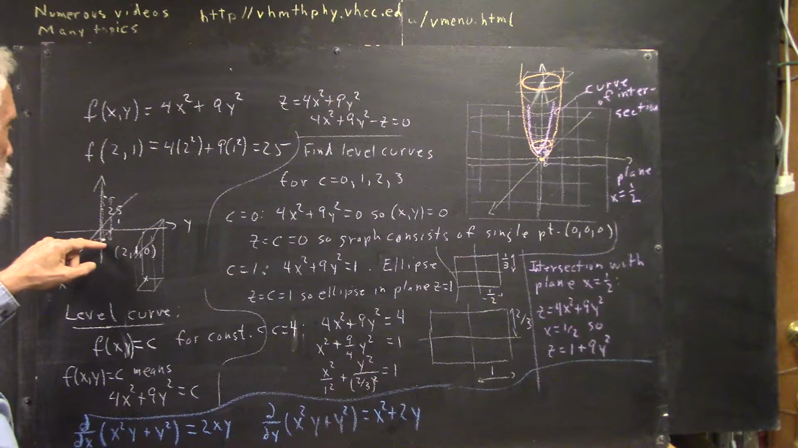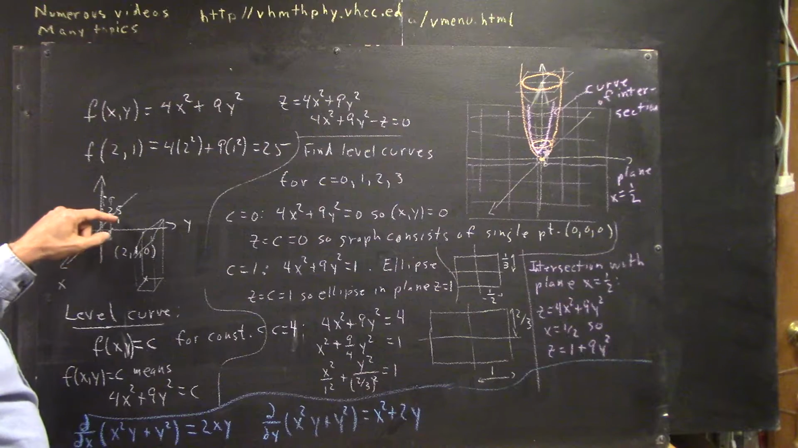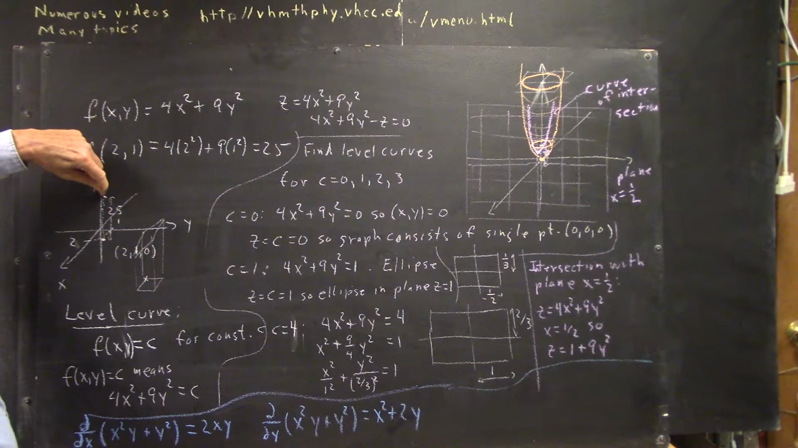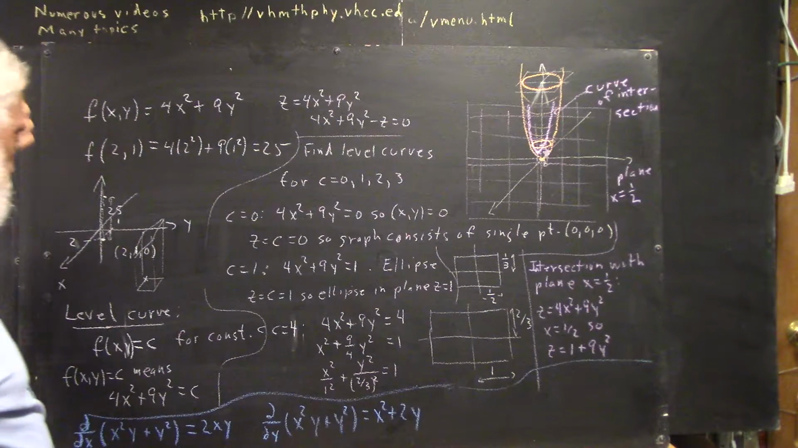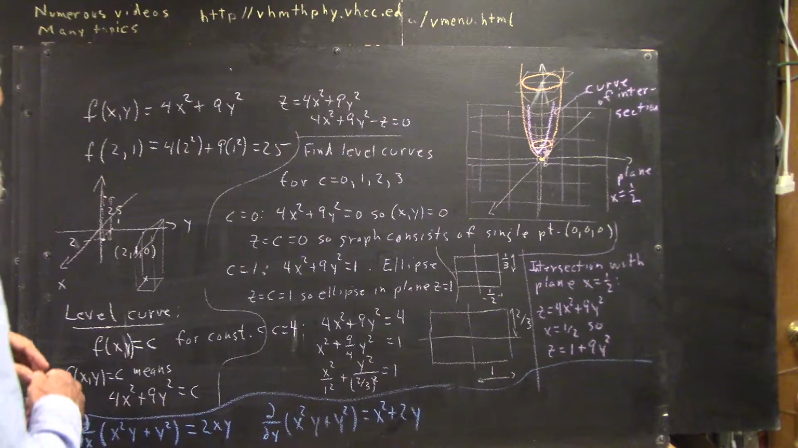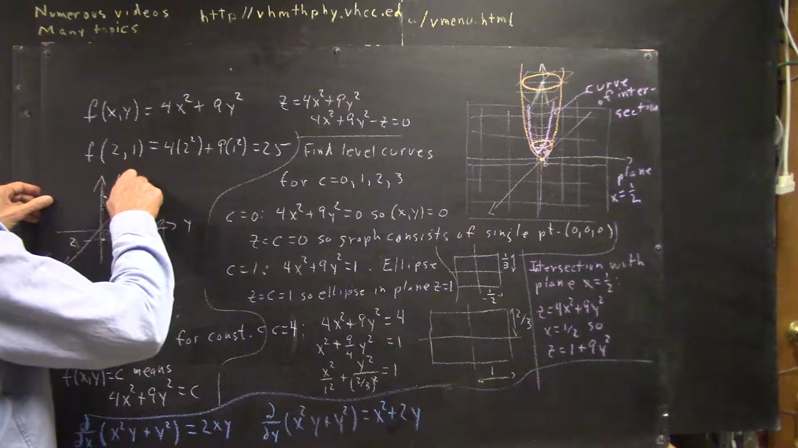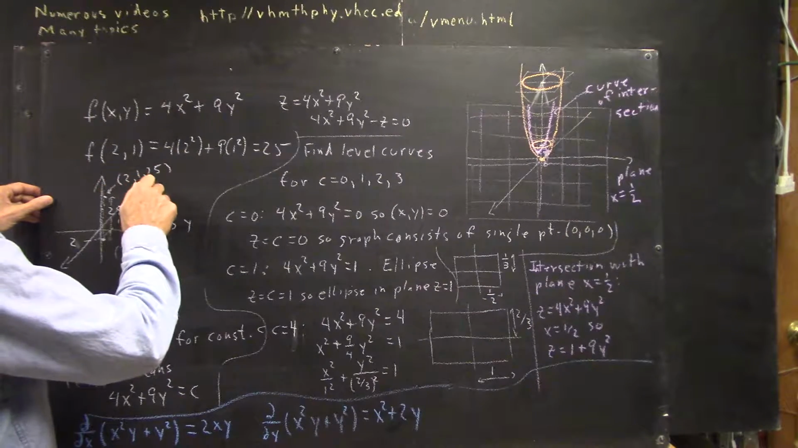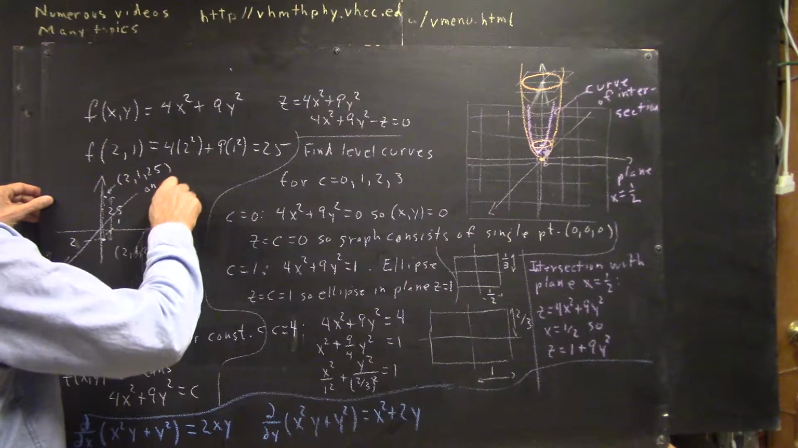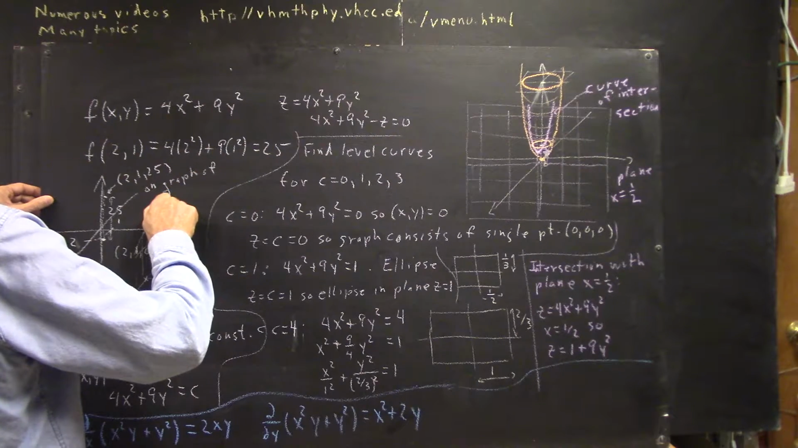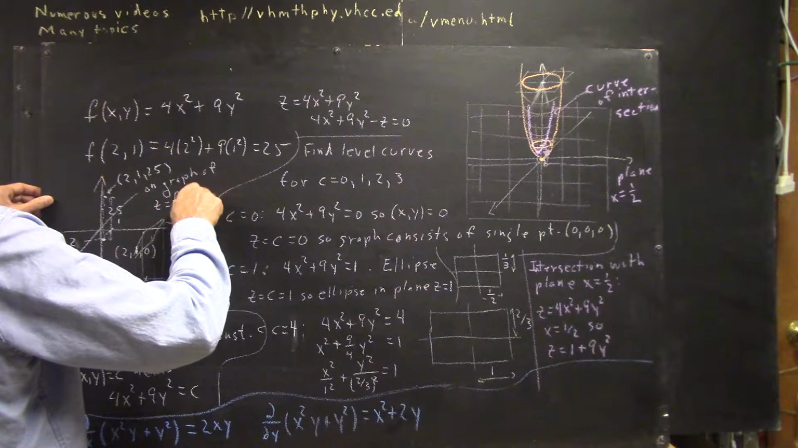And from that point, we go 25 units in the z direction, and we get the three-dimensional point. I haven't actually labeled that, but that's the point (2, 1, 25). It is on the graph of z equals f of x, y.